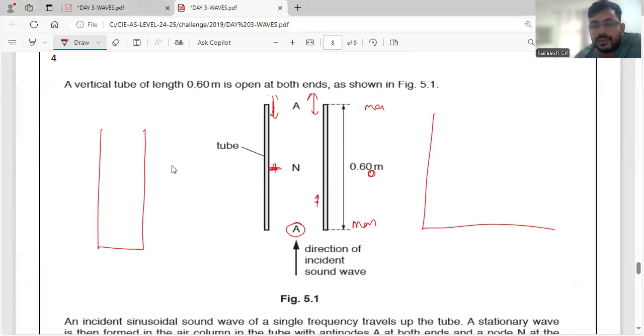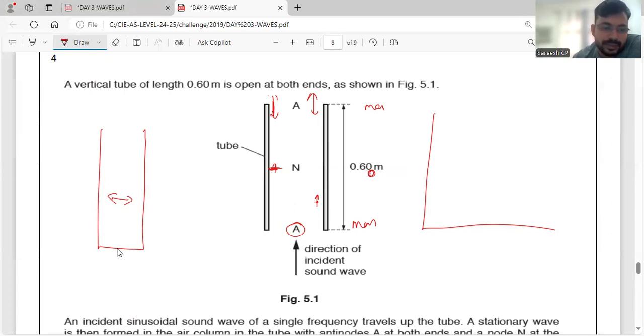Now students tend to draw that the vibration is this way. No, that is wrong. So the vibration will be along the line, this way, because air particles vibrate forward and backward. So sound particles over here will vibrate forward and back. A sound particle is not going sideways over here.